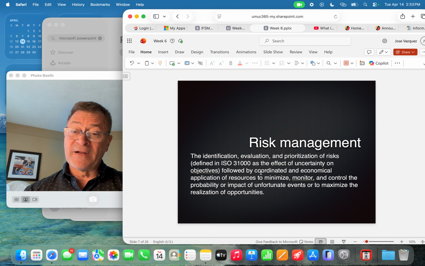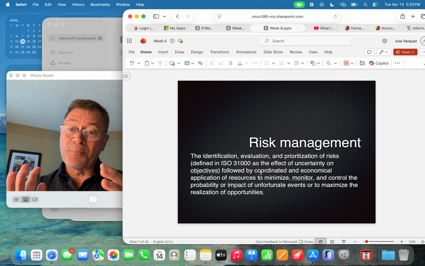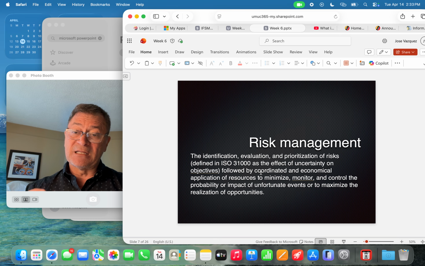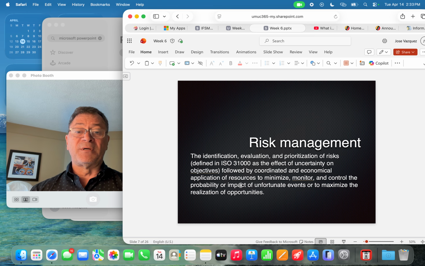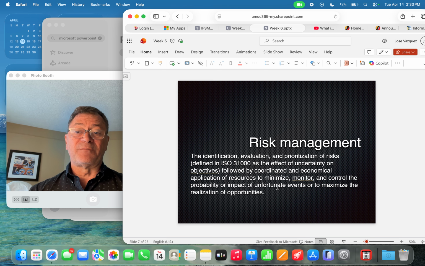And then finally, I would like to say that most organizations do have risk management processes in place. You need to get familiar with those processes. Again, this is outside of the class material, but I think it's very important for IT professionals to understand that this is involved in IT and information systems. And then the second part of this definition: followed by a coordinated and economical application of resources to minimize, monitor, and control the probability or impact of unfortunate events, or to maximize the realization of opportunities.